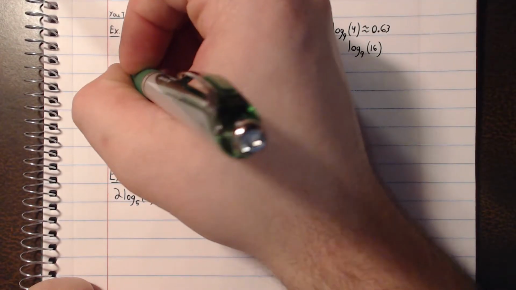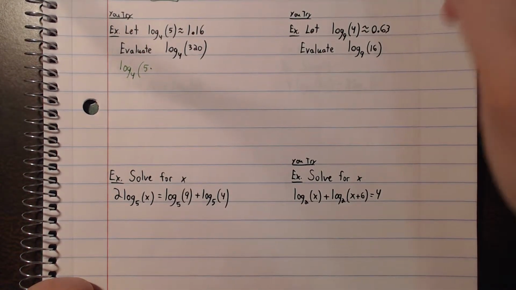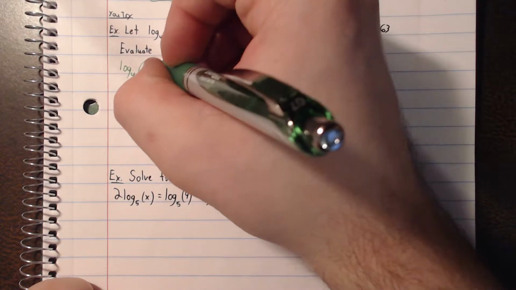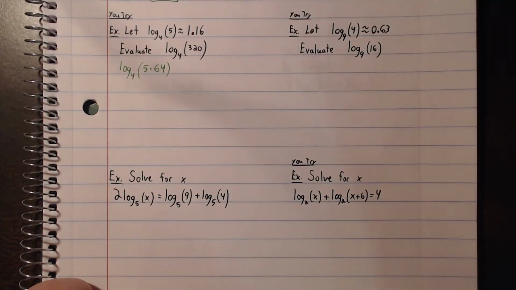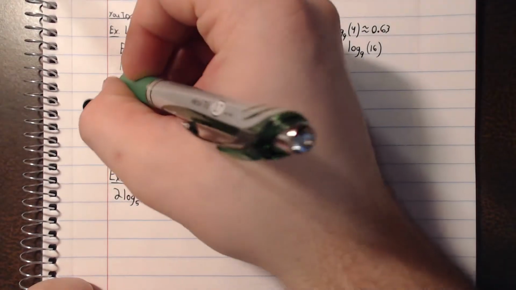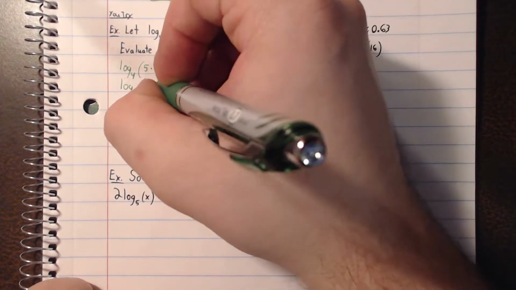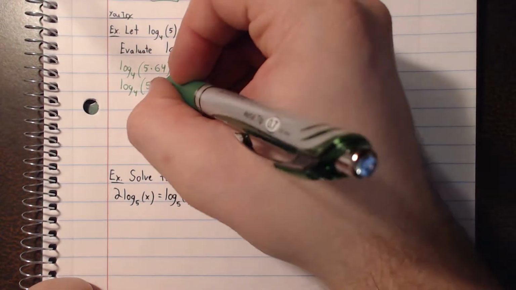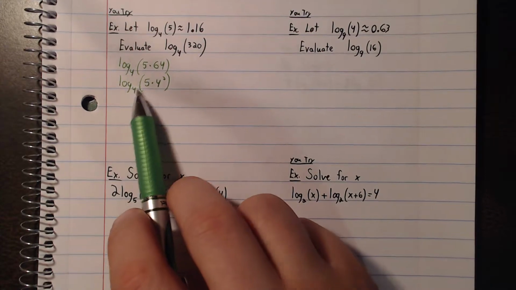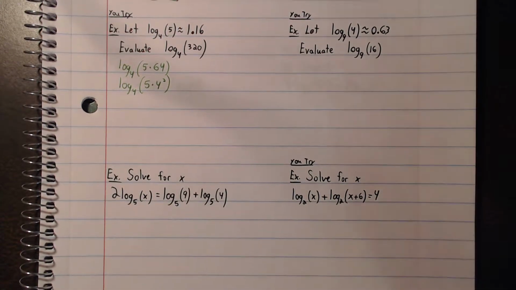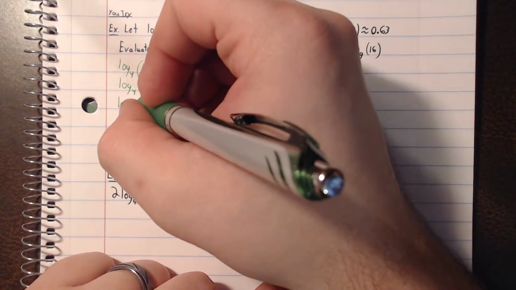So if I divide 320 by 5, it gives me 64. That's actually good news, because 64 is really 4 to the power of 3. So we've got log base 4 of 4 to the power of 3 times 5. Why was that good? Because I have a 4 and a 4. I want that. We're going to use the product property, break this thing up.